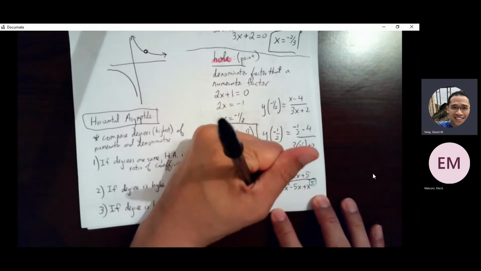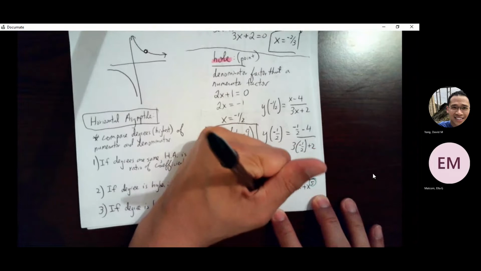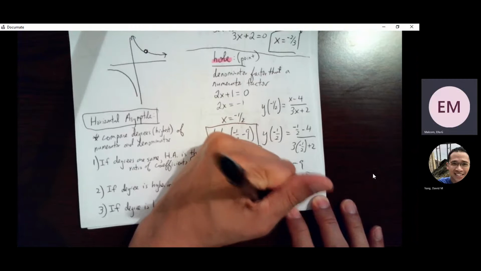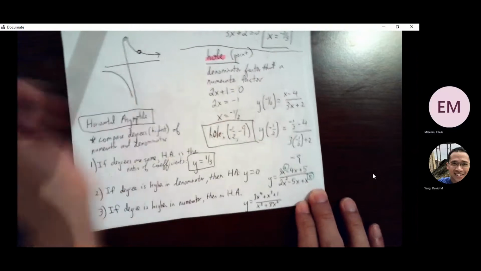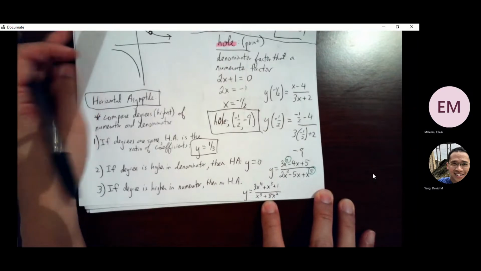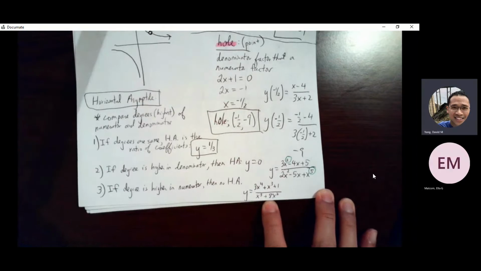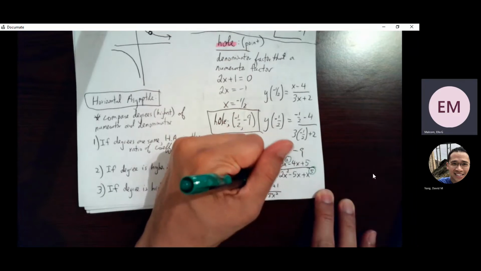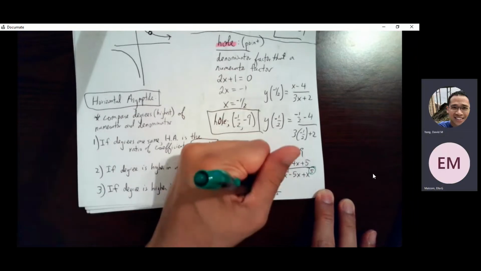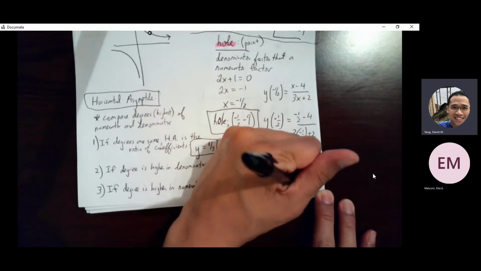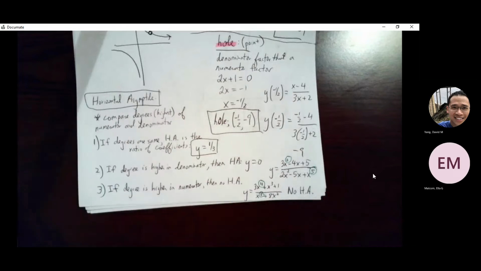So for instance, let me look at this here. What do you notice in this equation? The numerator has the highest degree, so we have no horizontal asymptote. Yeah, you got a 4 in the numerator, you got a 3 in the denominator. 4 is higher than the 3. There is no horizontal asymptote. Okay.